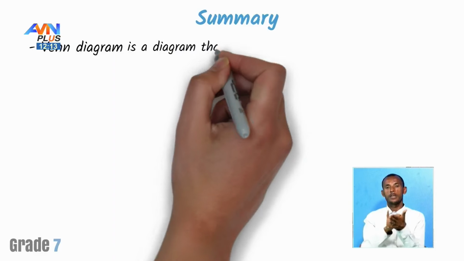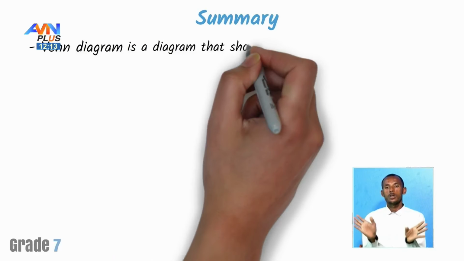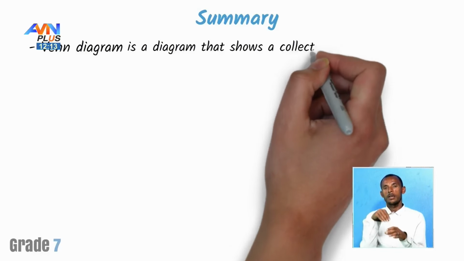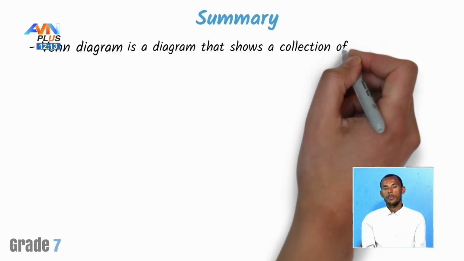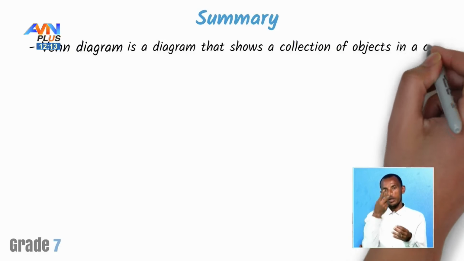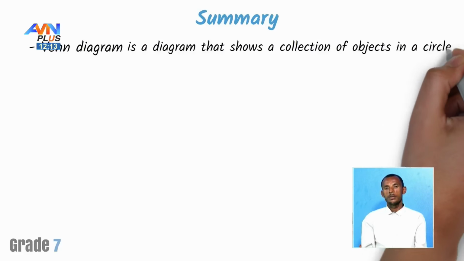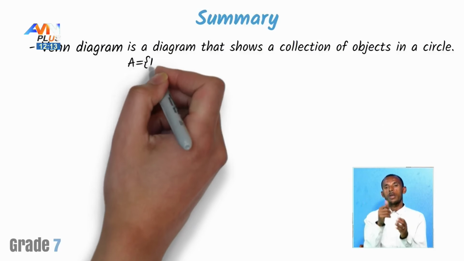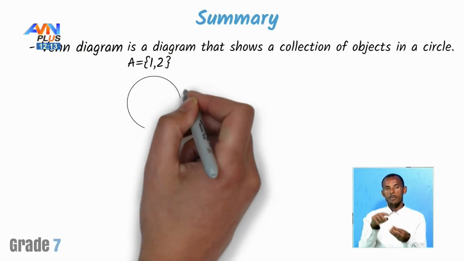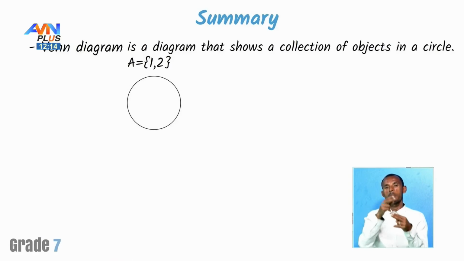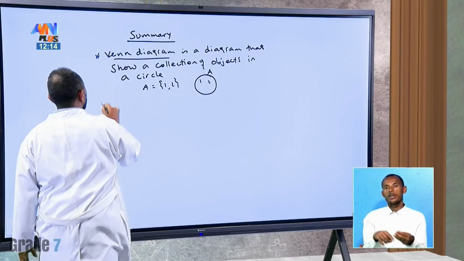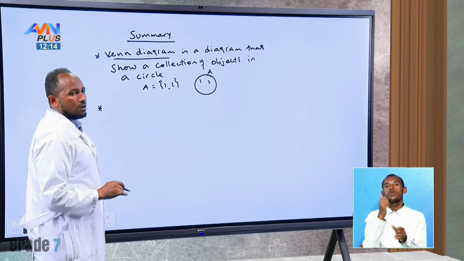It's a diagram that shows a collection of objects in a circle. We have seen this. If you have set A containing the elements 1, 2, to show this in a Venn diagram, simply draw a circle, name the set A, and list the elements inside the circle. That's it.